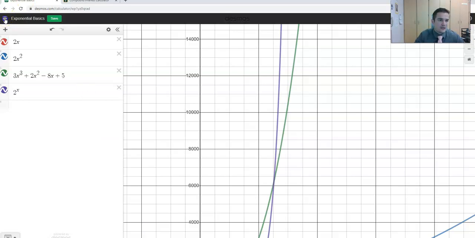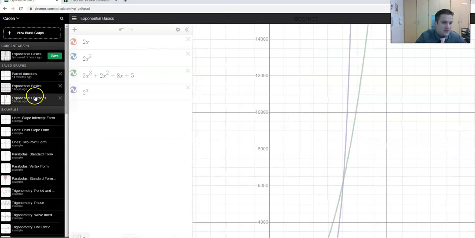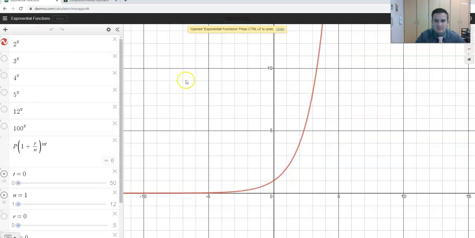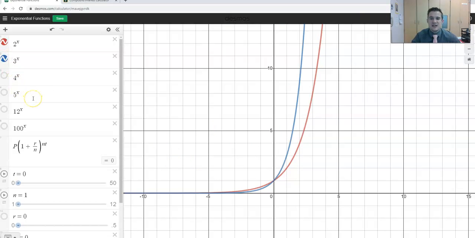So if I go back in here, let me find my exponential functions. Okay, so for example, this function is y equals 2 to the x power. That was the function that modeled our chessboard situation. This function is y equals 3 to the x power. It's increasing even faster. Y equals 4 to the x power. Y equals 5 to the x power.